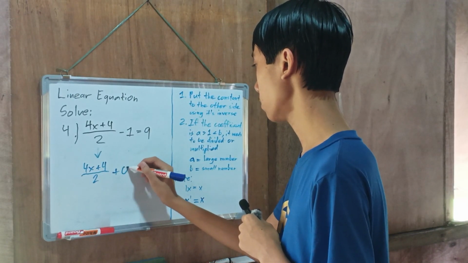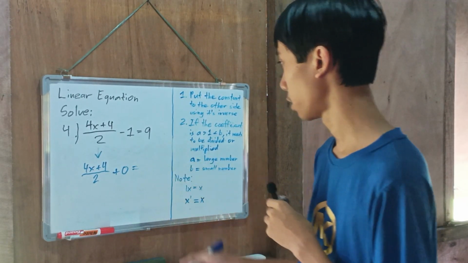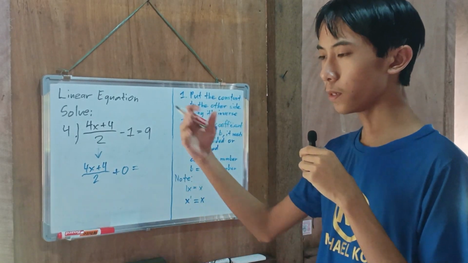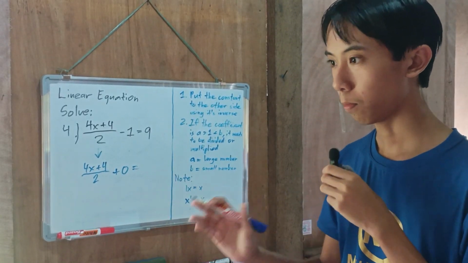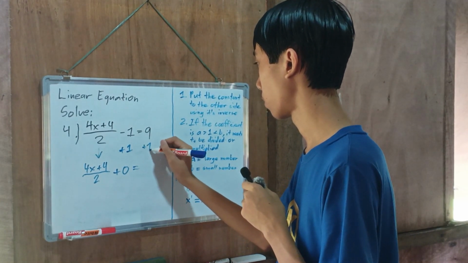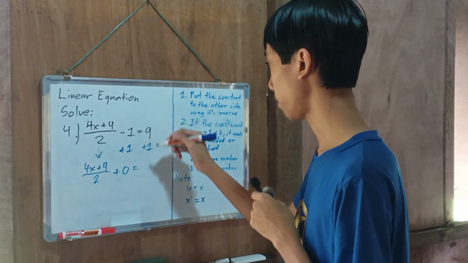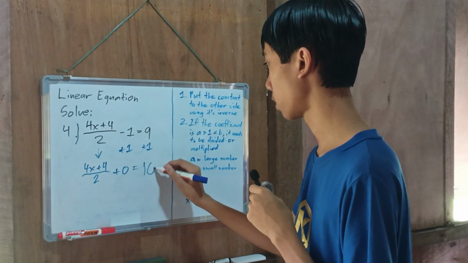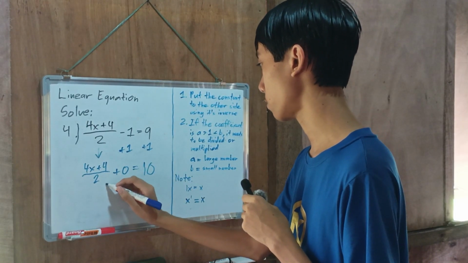This will become 0, and this would become this. So the opposite of -1 would be +1. We're going to write a +1 on that, which is 0, and then +1 is 10. And then we're gonna do the same thing.